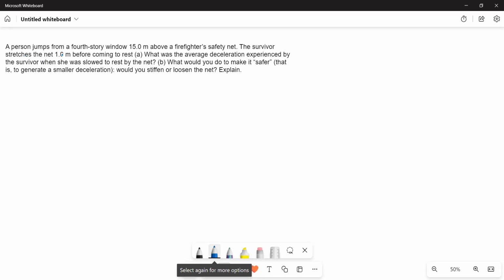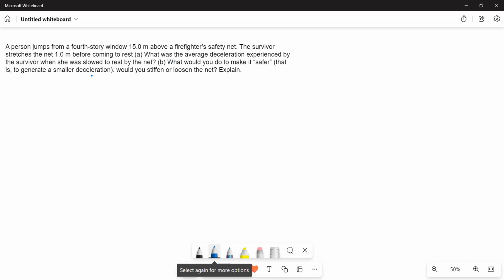A person jumps from a fourth-story window 15 meters above a firefighter's safety net. The survivor stretches the net 1 meter before coming to rest. What was the average deceleration experienced by the survivor when she was slowed to rest by the net? What would you do to make it safer?